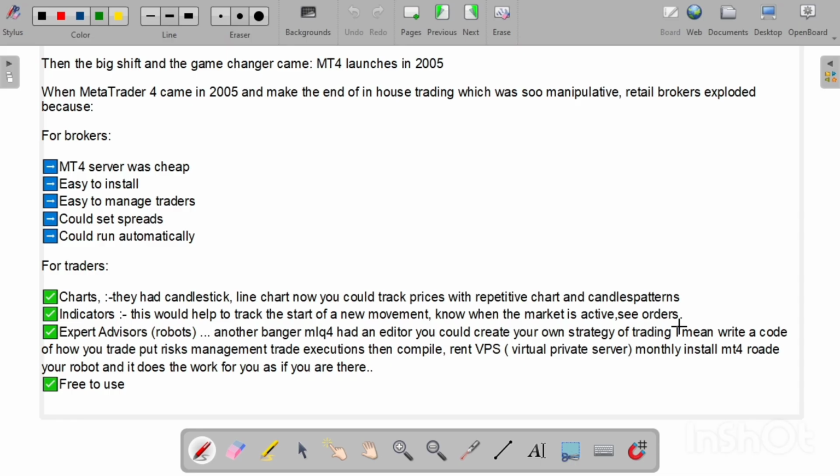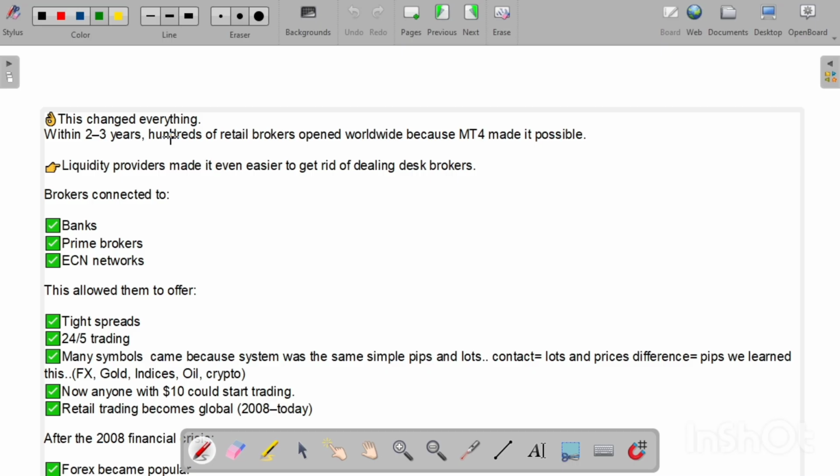So another thing is expert advisors, robots. Something new here. Another banger, MQL4, had an editor. You could create your own strategy of trading. I mean, write code on how you trade, put in risk management, trade execution, then compile. Then you rent a VPS, virtual private server, monthly, and install. So this changed everything. Within 2 to 3 years, hundreds of retail brokers opened worldwide because MT4 made it possible.